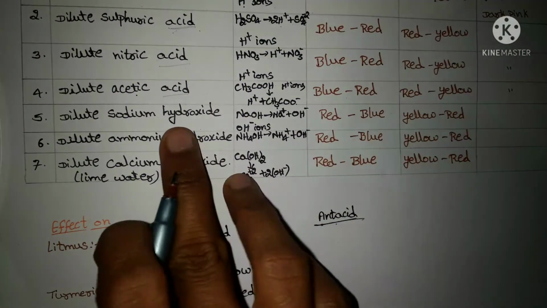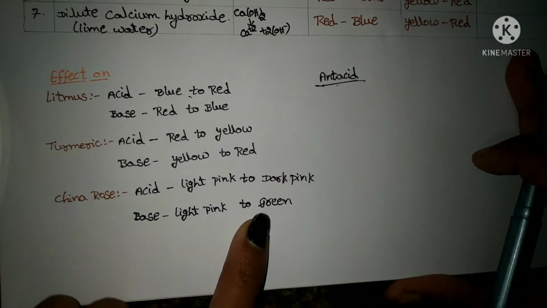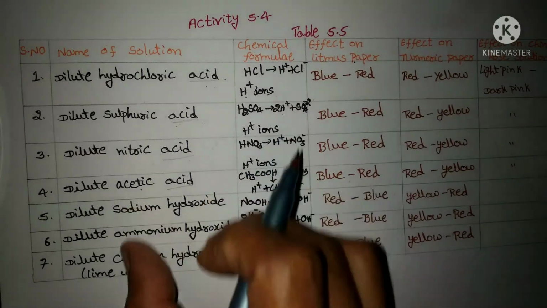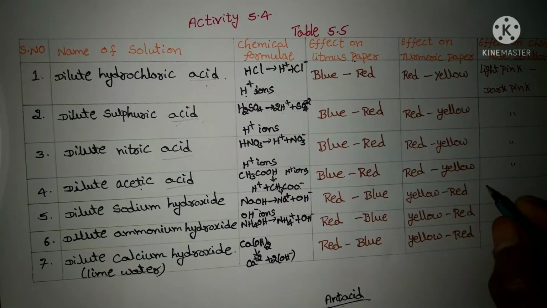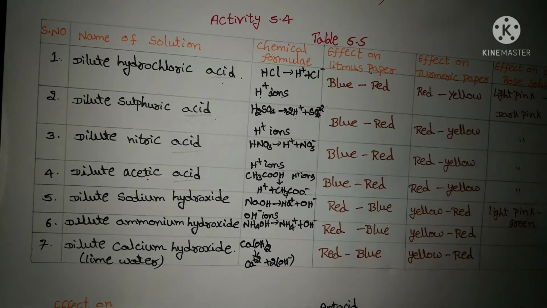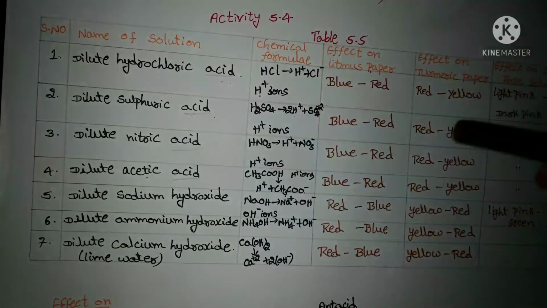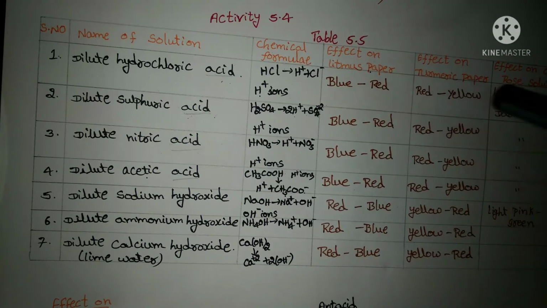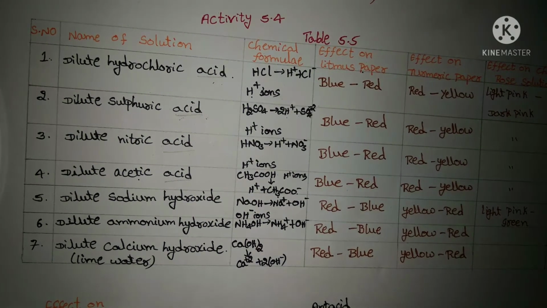Next, here the fifth one is sodium hydroxide. It is a base. On bases, light pink to green color. So I am writing for the remaining 3. Why? Because these 3 are bases. So directly I am writing here. It is light pink to green. Okay students, these are the effects on various indicators of these solutions. So these various solutions can show the effect like this on litmus paper, turmeric paper as well as China rose indicator or China rose solution.